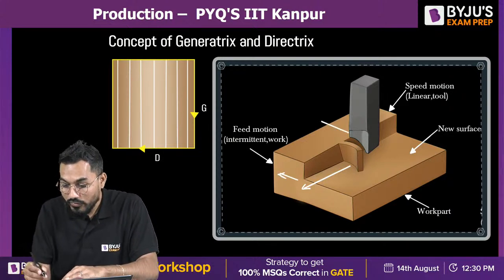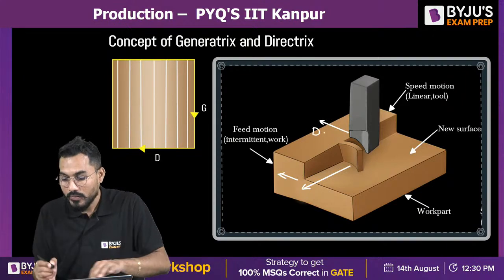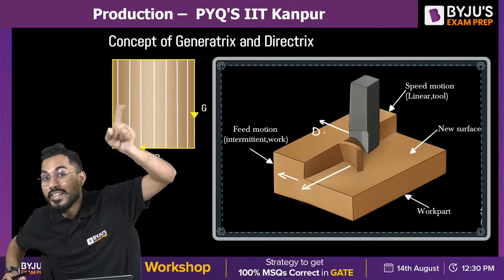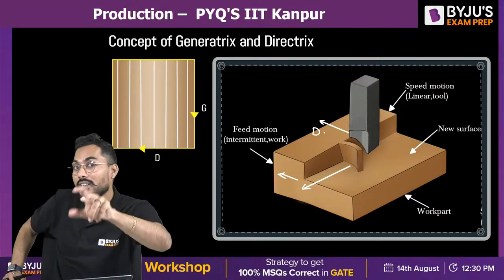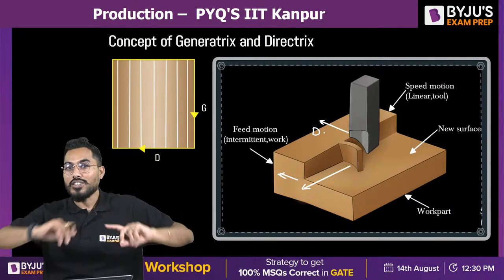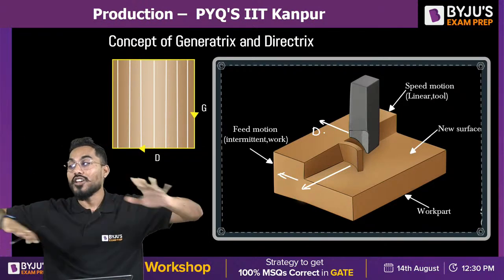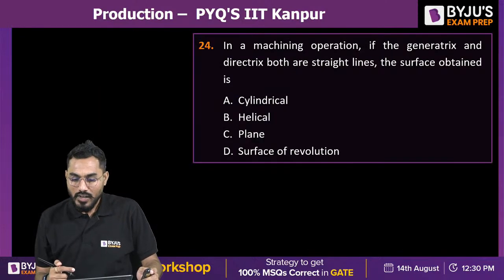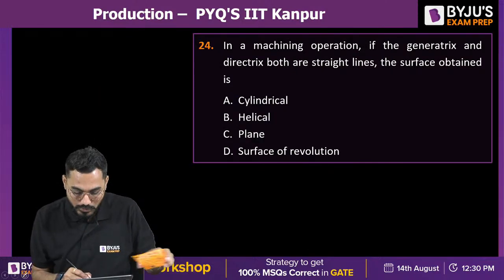This is the direction in which the feed is given. So this is nothing but the directrix. What is the surface it generates? Can I say it generates a plane surface? So when the generatrix is linear and the directrix is linear, the surface manufactured in shaping and planing is a plane surface. Plane surface is generated.